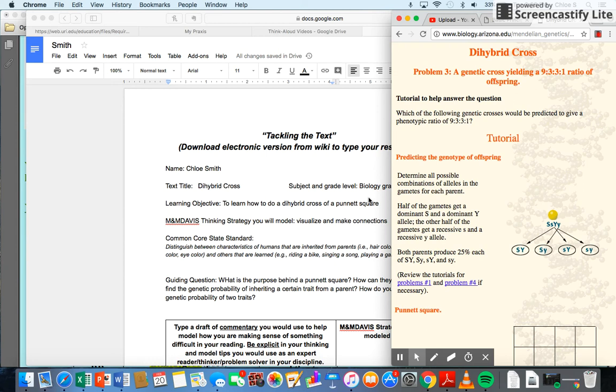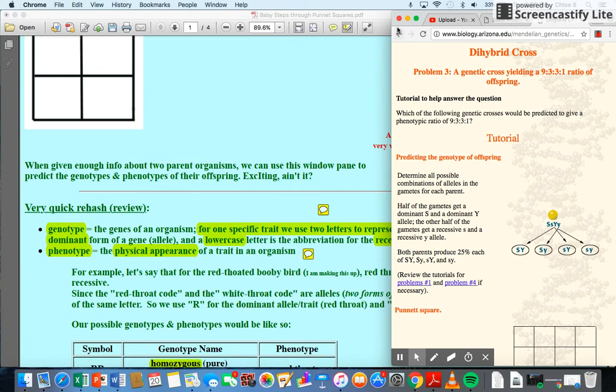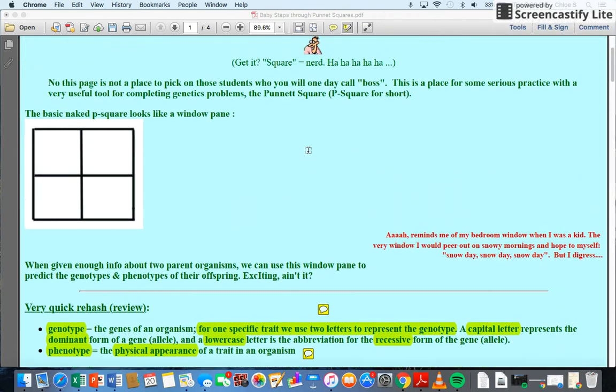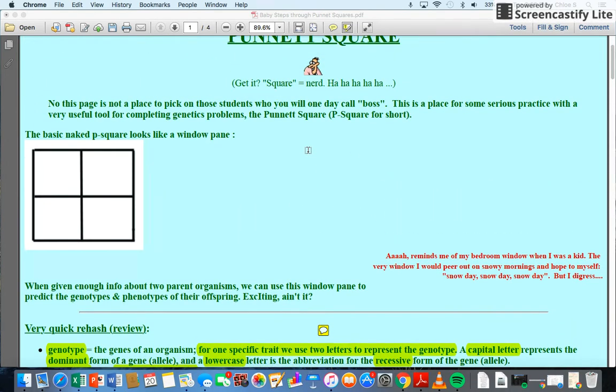For this assignment, we are going to be looking at the learning objective: learn how to do a dihybrid cross on a Punnett square. But before we get to that tricky stuff, we're going to go over some of the basics. So to start, we're going to learn about a basic Punnett square. A Punnett square is a fancy way to predict the traits that you're going to get from your parents. This is what a normal Punnett square looks like.